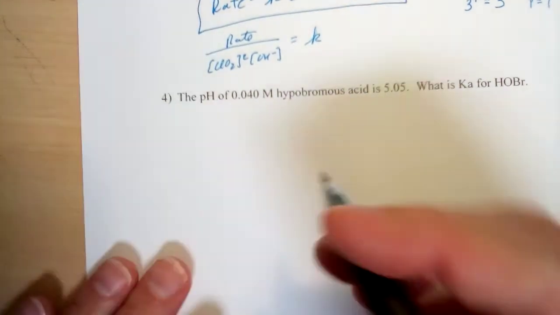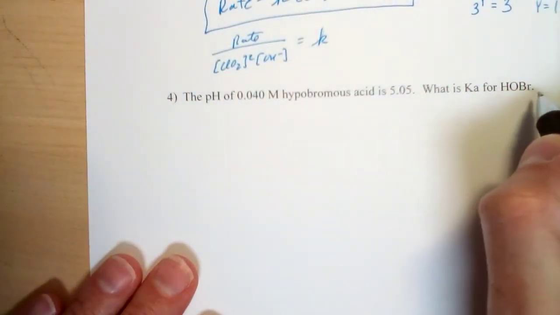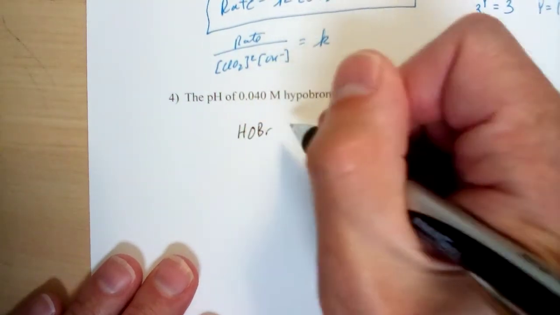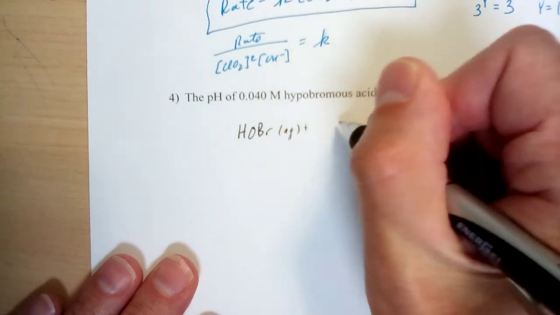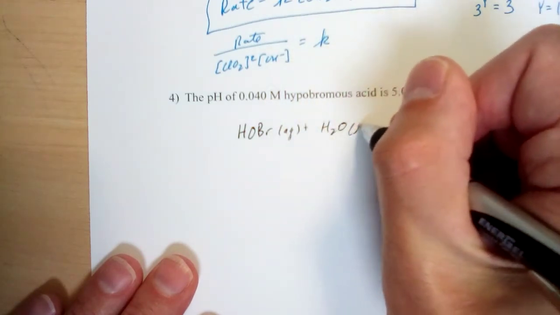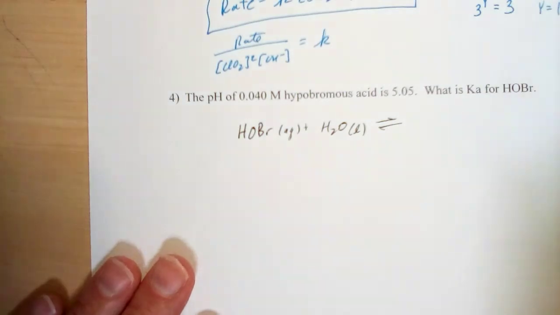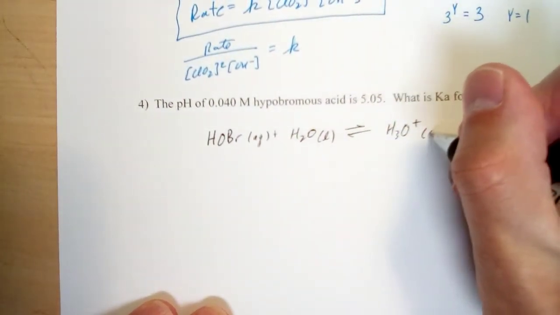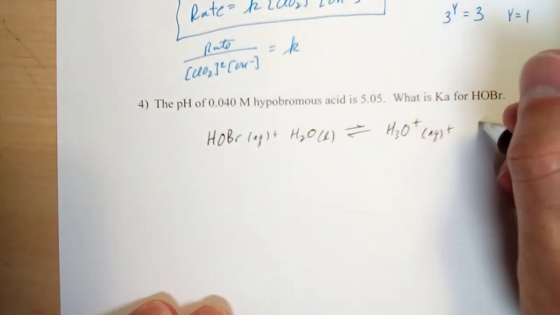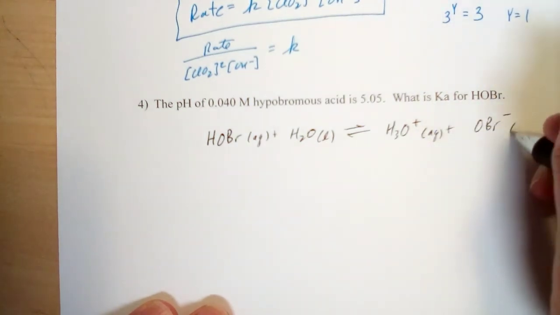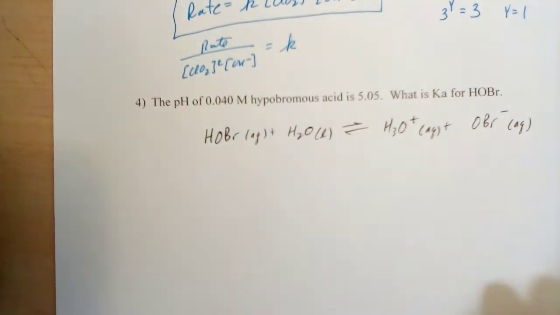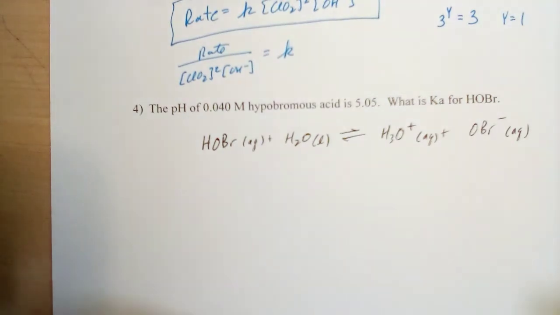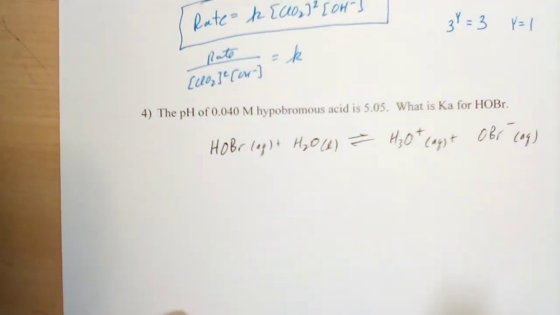So a couple things we should know how to do here. HOBr, that's hypobromous acid, is a weak acid, so it would have this reaction in aqueous solution, right? It's an acid, so it's going to donate a proton to water, which would make hydronium ion, right? And that would leave the conjugate base, which would be hypobromite here. OBr minus, or BrO minus is often how it's written normally.